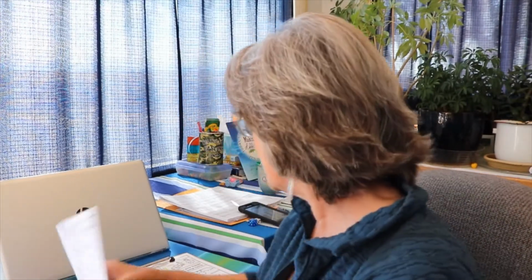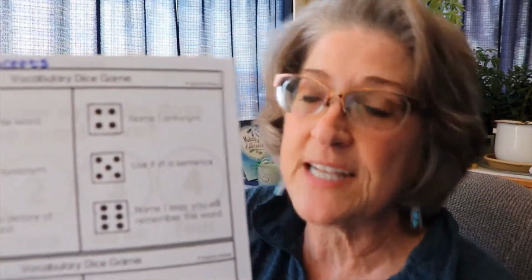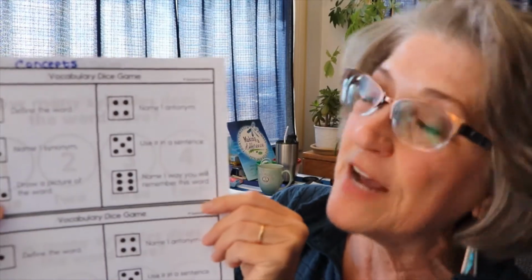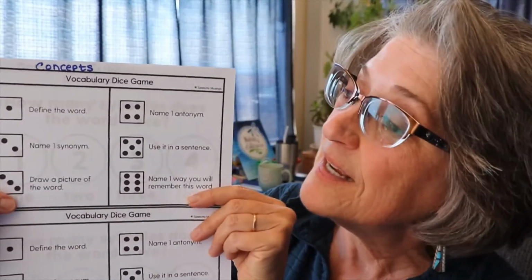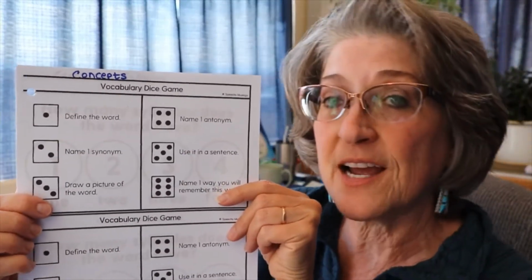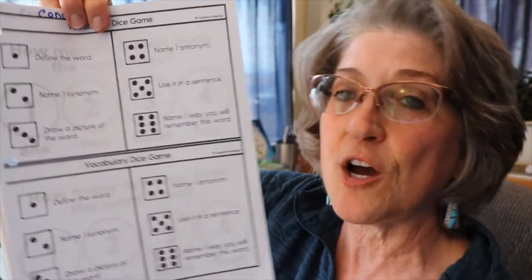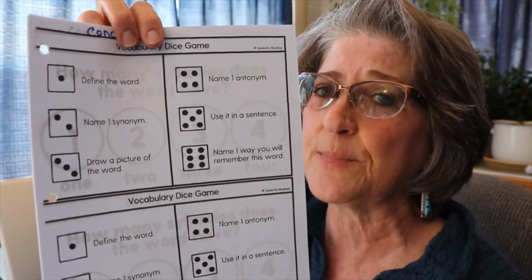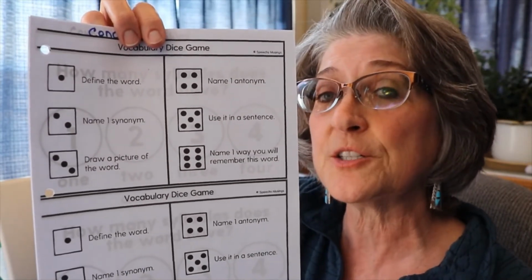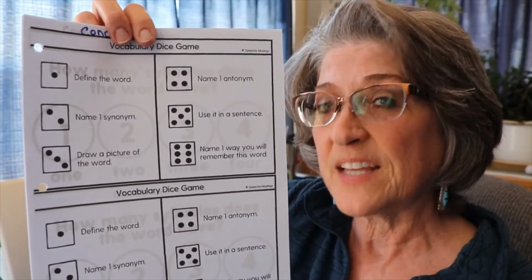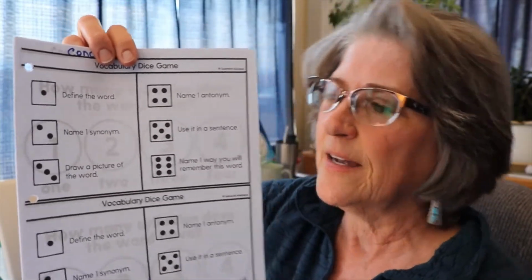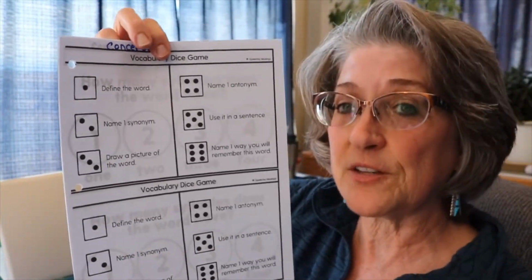With concepts, we also have a vocabulary dice game. And so if you have a die at home, you could have your child roll the die and then do whatever's on the number. So I'm going to roll my dice here, and I got the number 3. So I would say, okay, I'm going to draw a picture of the word. And again, some of your kids may not be yet able to draw a picture. You could draw one for them. Just really simple, really quick, anything that would illustrate the word.